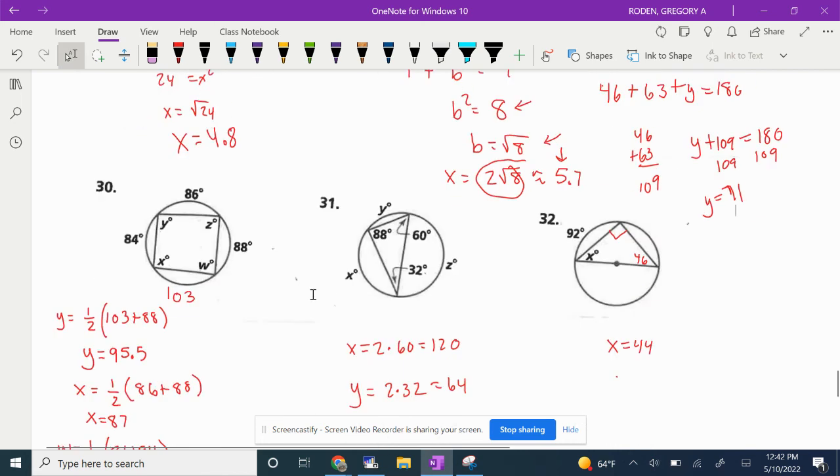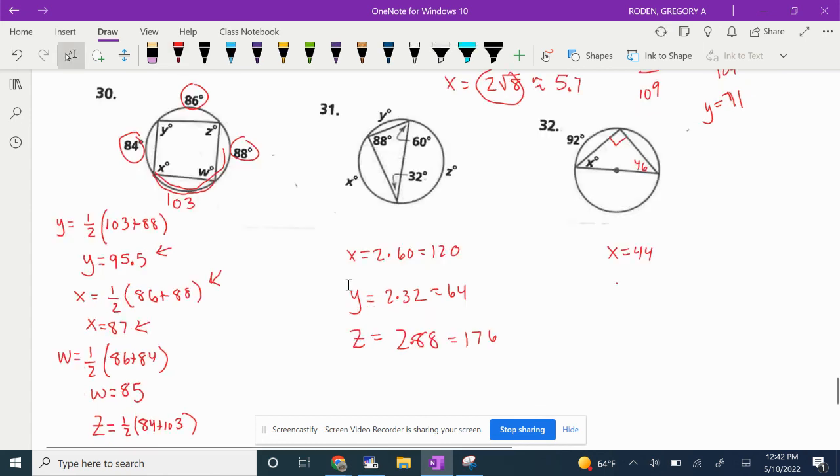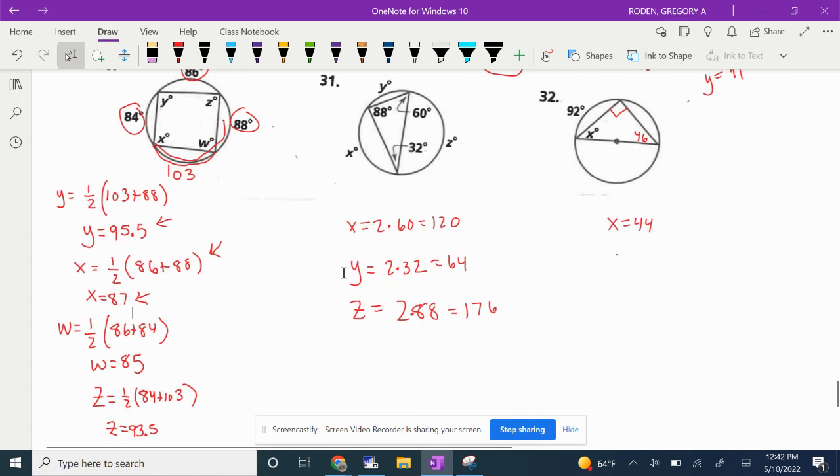All right, let's take a look at the next ones. Well, the first thing I did is I know that this plus this plus this plus whatever this other missing arc right here has to equal 360 degrees. So I figured out that it's 103. So now to find y is just going to be half of 103 plus 88, and that gives me 95.5. x is going to be half of 86 plus 88, and that gives me 87. w is going to be 1/2 of 86 plus 84, which gives me 85. And z is going to be 1/2 of 84 plus 103, which gives me 93.5.